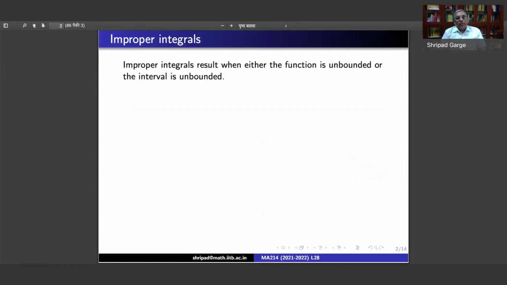All right, so improper integrals come into our picture when either the function, the integrand, is unbounded, or the interval over which we are considering the function is unbounded. Whenever either of these two happens, what we get is an improper integral.